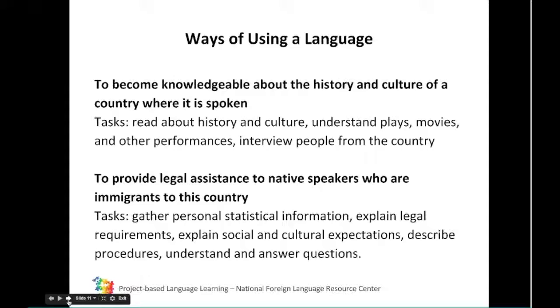The task would be to gather personal statistical information, explain legal requirements, explain social and cultural expectations, describe procedures, and understand and answer questions. So the functions and the tasks are connected, they align.